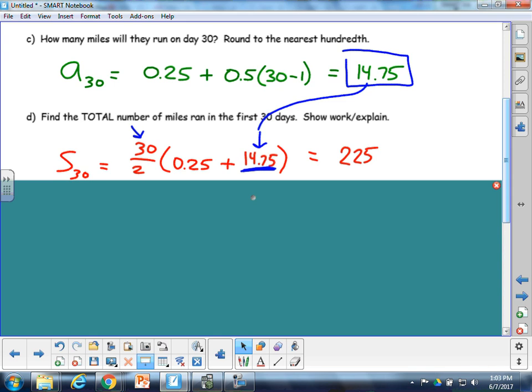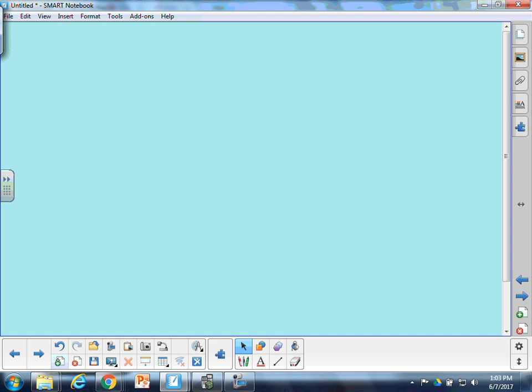What you can also do, let me just jump aside real quick. The formula that I just used was this.